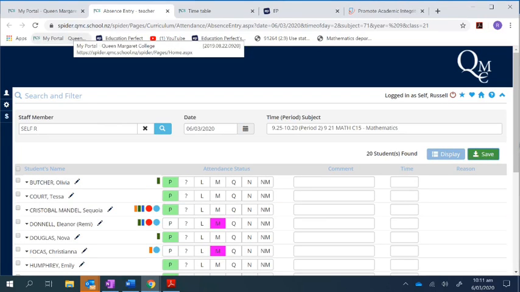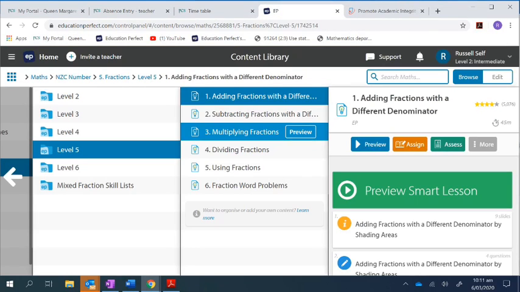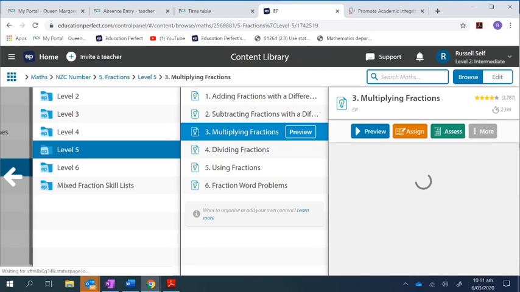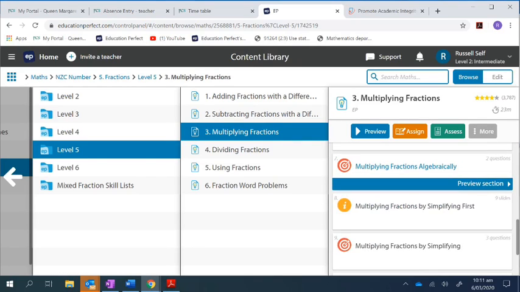So yes, you could multiply straight across and simplify when it's just numbers and they're small. But later it's going to become a very bad habit. Okay? All right. So what we're going to do is I'm going to give you an assignment in Education Perfect about multiplying fractions. You can start working on it now.